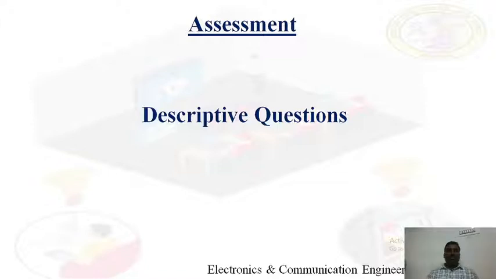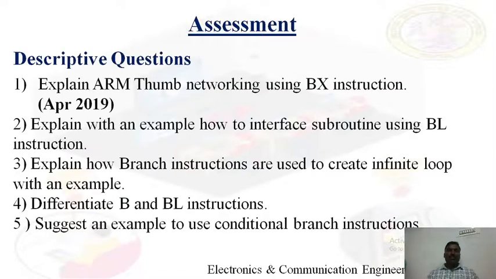Now we'll move on to some descriptive questions, or the question bank, based on branch instructions. The first one is: explain ARM Thumb switching using BX instructions. It means how you can transfer from ARM state to Thumb state or Thumb state to ARM state with the help of BX instructions. We have shown the example already, so from that you can use it. And the second question: explain with an example how to interface a subroutine using BL instructions. We have shown that already.